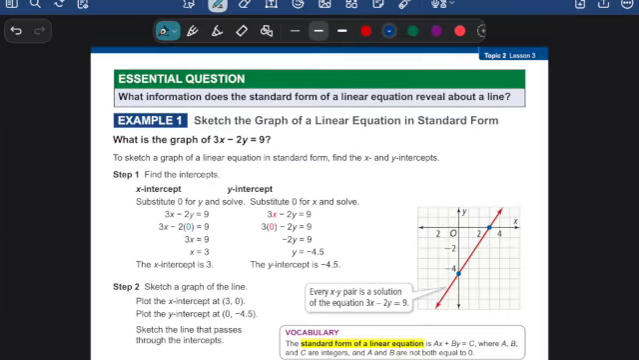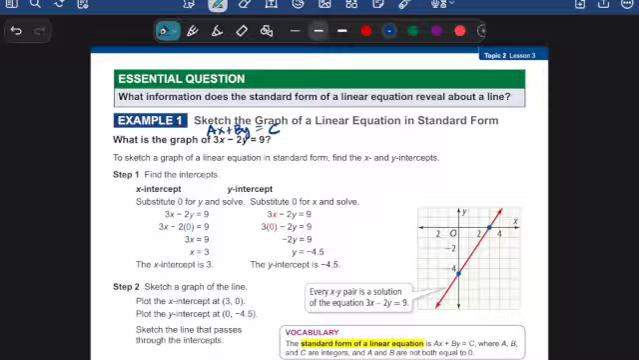So here is an equation in standard form. Standard form is when we have both the x and the y variables on the left and the constant is on the right side. So we represent it like this: A times x plus B times y equals C for constant. Capital A is the coefficient in front of the x variable, capital B is the coefficient in front of y, and capital C represents the constant.